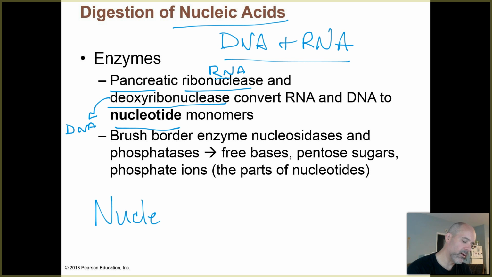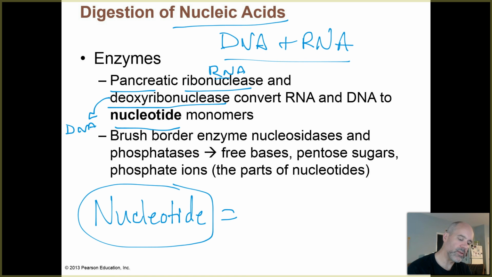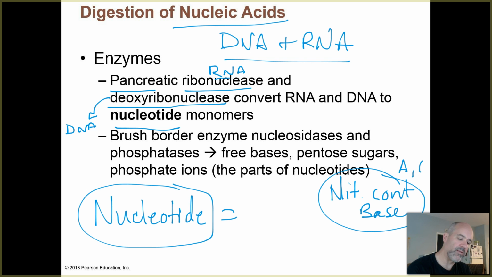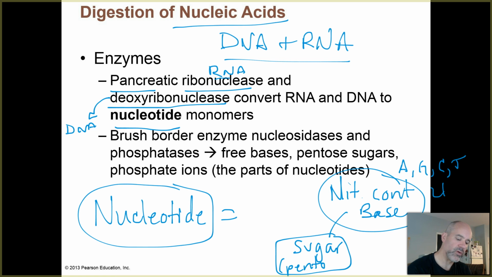Nucleotides consist of three parts. You've got a nitrogen-containing base, and that's the part that is designated as an A, a G, a C, a T, or a U if you're thinking about RNA. And you have a sugar, which is a pentose sugar, which means it has 5 carbons in it. And then you've got phosphate. Those are the three parts of a nucleotide.